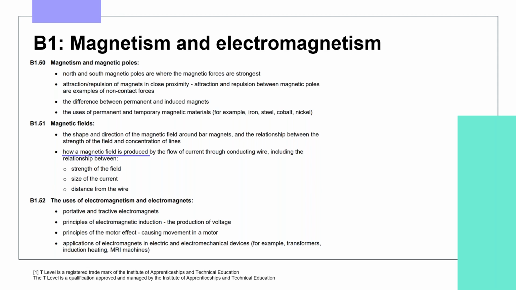So students need to know how a magnetic field is produced in a current carrying wire and the relationship between the magnetic field and the current carrying wire. And the depth required for that relationship are those sub-bullet points.